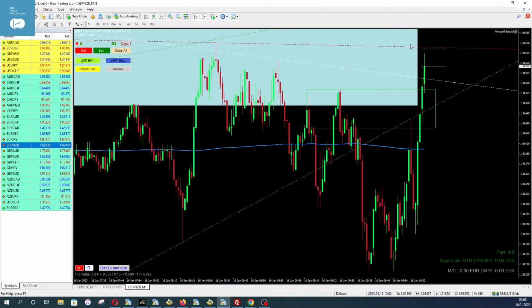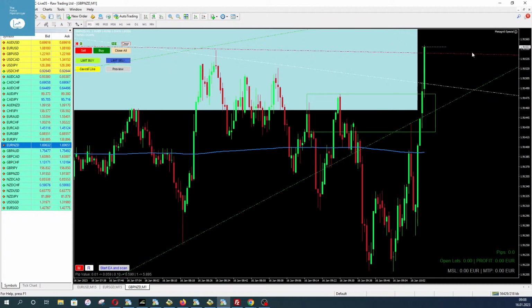And if it comes over the daily trend line and then retests it, then I would definitely go for a buy trade here on the pound kiwi. You see now it is on its way to test the daily trend line.